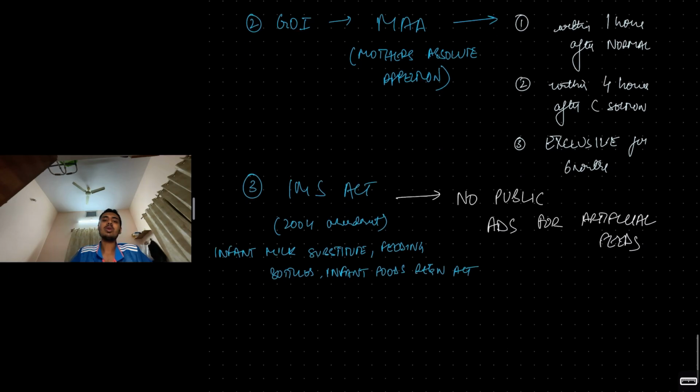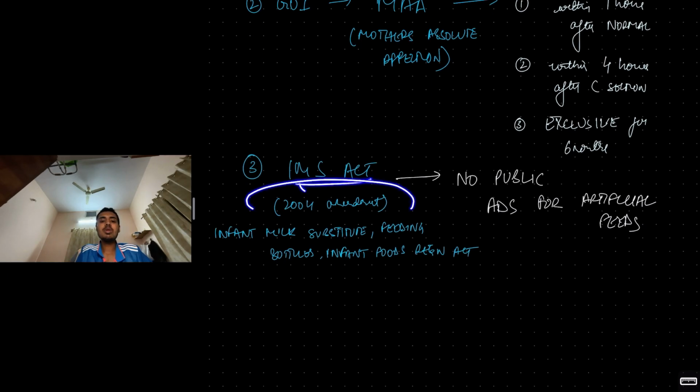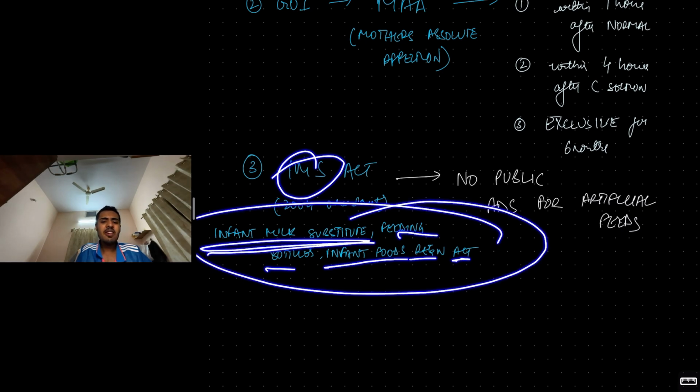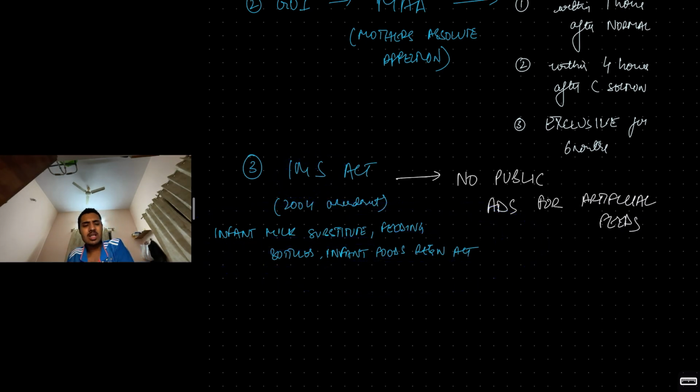Then there is something known as the IMS Act, which was amended in 2004. Infant Milk Substitutes, Feeding Bottles and Infant Foods Regulation Act. This is the full form. Mainly infant milk substitute. What is the infant milk substitute? Basically, artificial feeds. Now, artificial feeds are important. They are sold because there are some indications for artificial feeds. But when artificial feeds are not indicated, breastfeeding is totally fine.